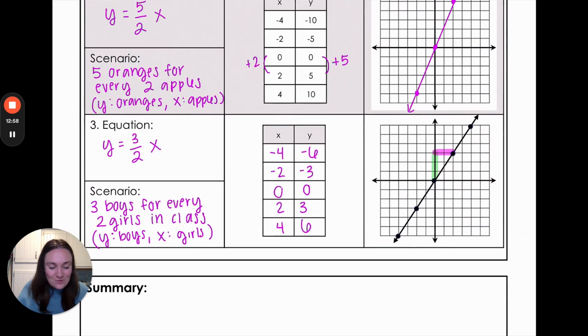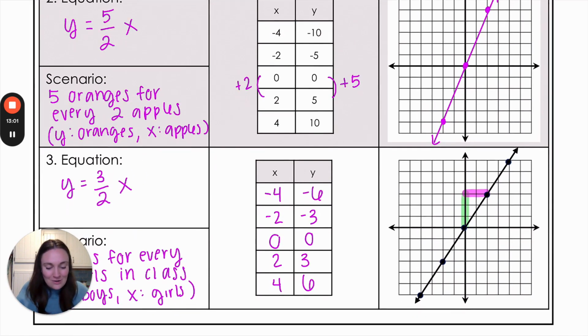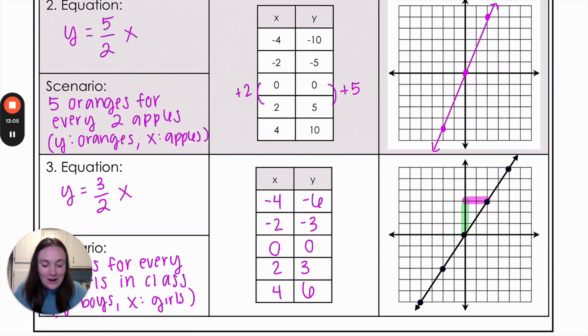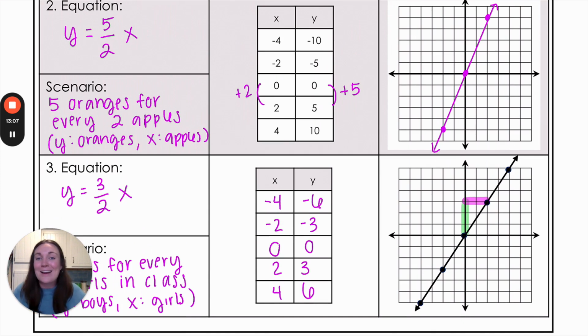All right, and again, so we have looked at every situation where we can be given either an equation, a table, or a graph, and we can fill in everything else from there. And now we also know how to connect that to our scenarios.